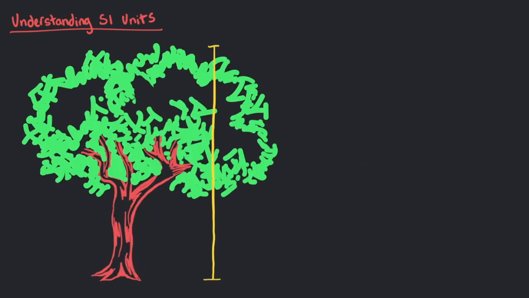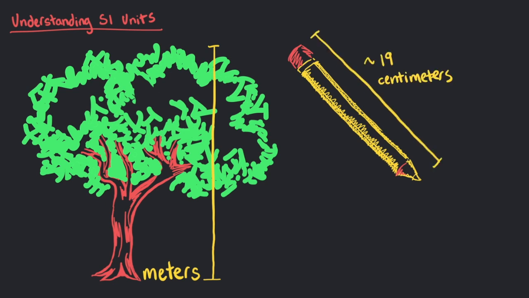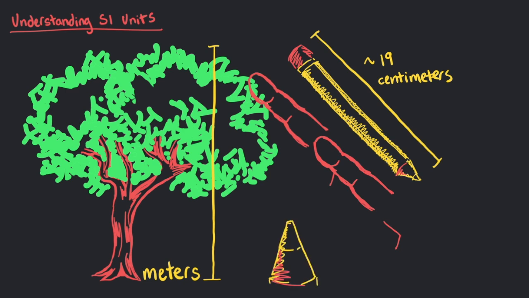Trees are really tall. You'd want to measure their height in meters. Pencils are about 19 centimeters long, or roughly twice the length of your index finger. The thickness of the tip of a pencil is a little less than 1 millimeter.